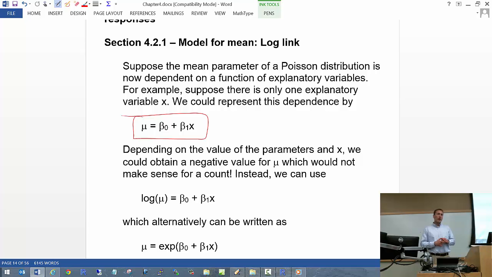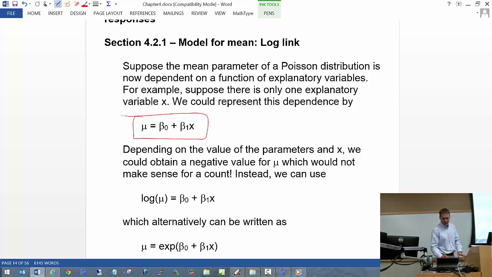Now there's a problem with using something as simple as that. Depending upon what beta 0, beta 1, and x are, you could actually have a negative value for mu. Remember, mu is supposed to be greater than 0. After all, it's a mean count. You can't have a mean count of -1: -1 people standing in a line, -1 cars at the intersection. It doesn't make sense. So we need a fix.